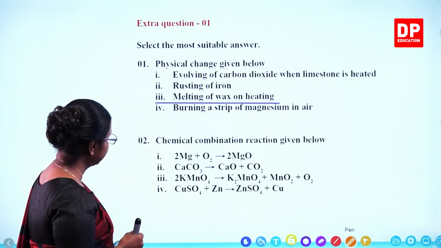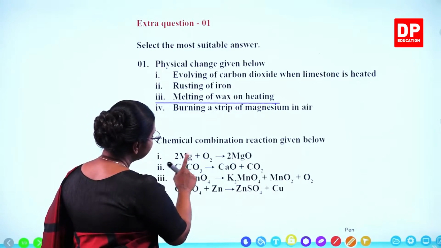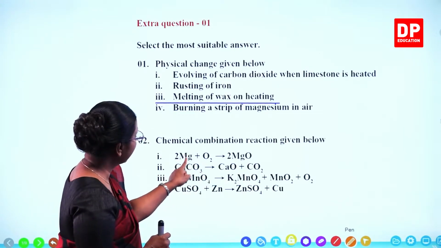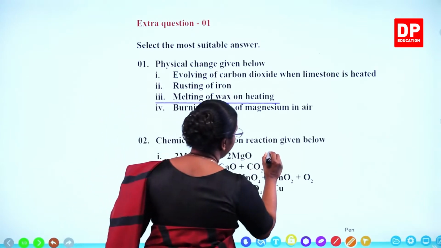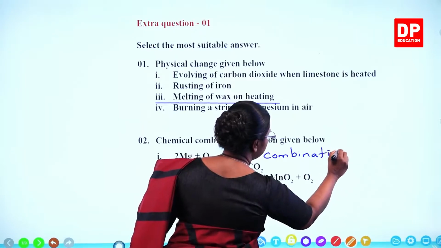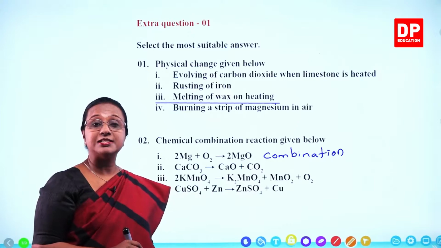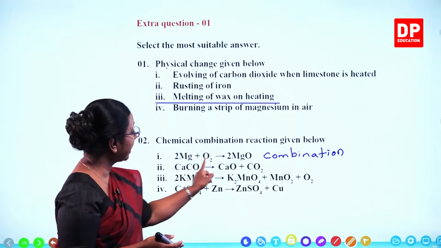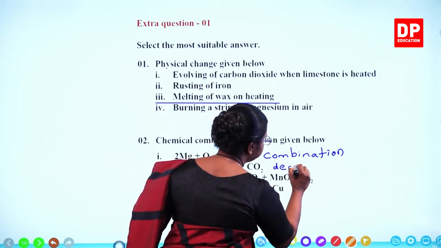So, if we look at these reactions, you can identify the types. First one, 2 magnesium plus O2 giving rise to 2 MgO. So, two reactants, magnesium and oxygen, giving rise to magnesium oxide. So, that is combination. If you take the next one, calcium carbonate giving rise to calcium oxide and carbon dioxide. That you all know, when we supply heat, calcium carbonate decomposes. So, that is decomposition.